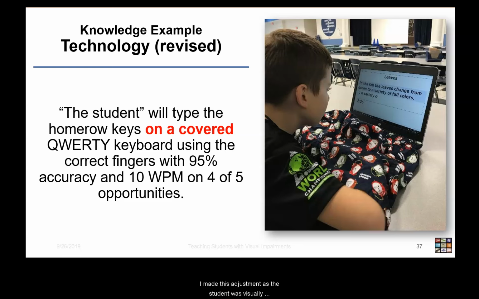You'll notice in the picture that the keyboard is covered with what I call a sleeve. I made this adjustment as the student was visually searching for the keys even after reminders. To make this goal smarter, I reworded it to say that he needs to type the home row keys on a covered QWERTY keyboard. The goal now reads, the student will type the home row keys on a covered QWERTY keyboard using the correct fingers with 95% accuracy and 10 words per minute on 4 of 5 opportunities.